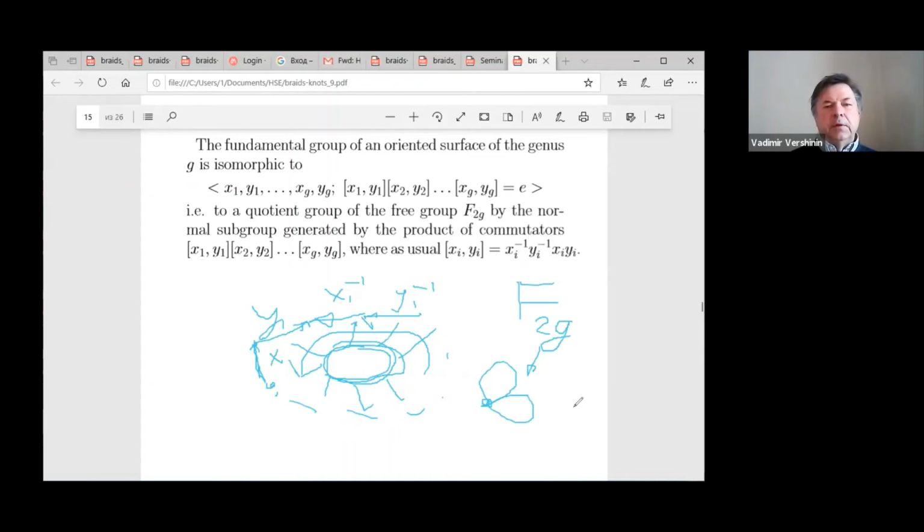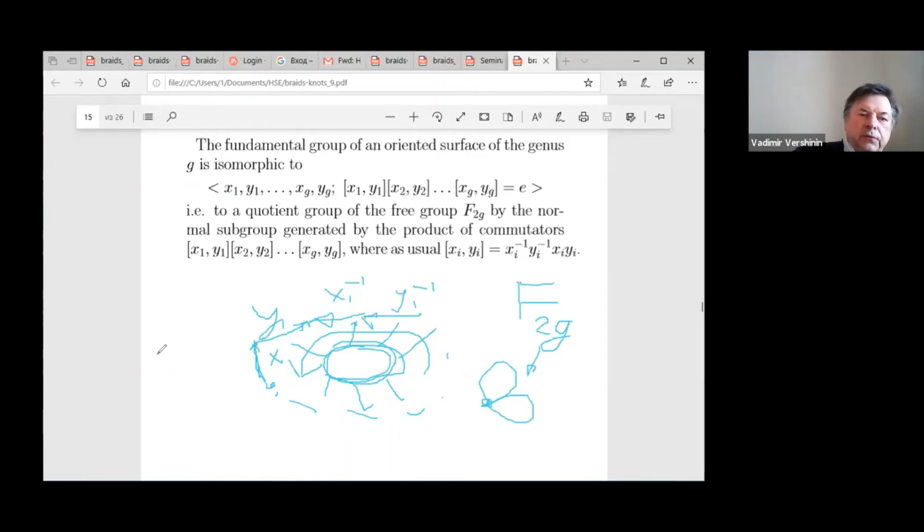For example, you have a torus. You make a hole in the torus, and you get a free group of 2 generators.